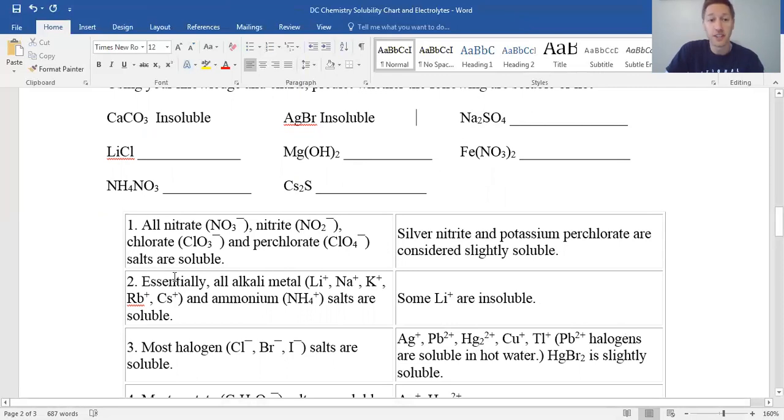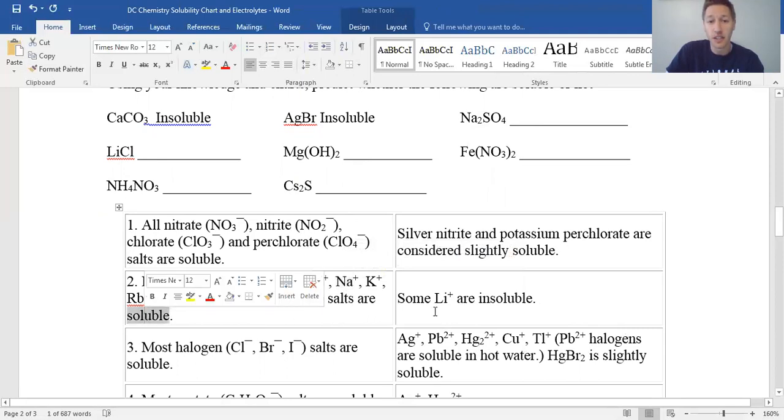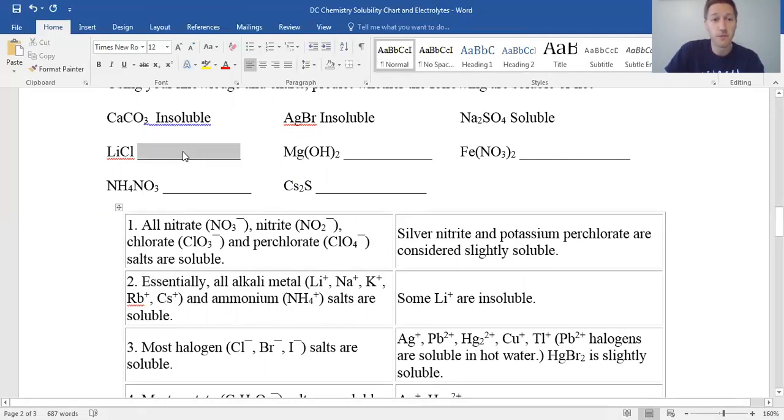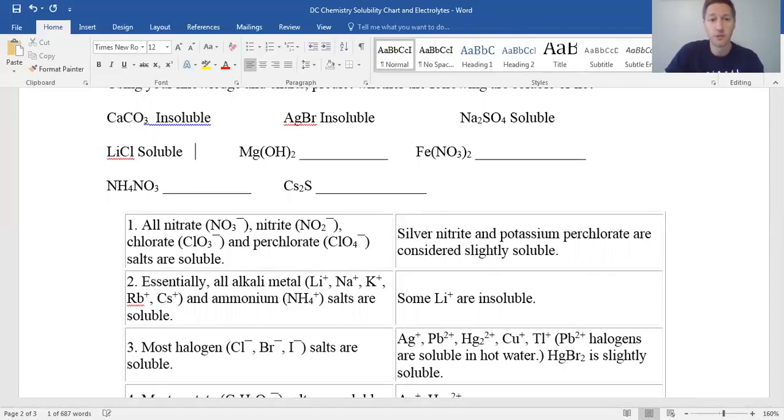Na2SO4, sodium sulfate. Rule number 2 says that Na is soluble. Is sulfate an exception? No, this is soluble. It would dissolve. LiCl, Li, alkali metal. Cl is not listed as an exception. This is going to be soluble.